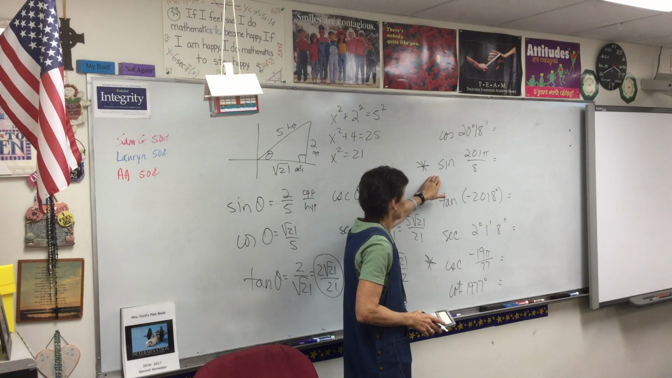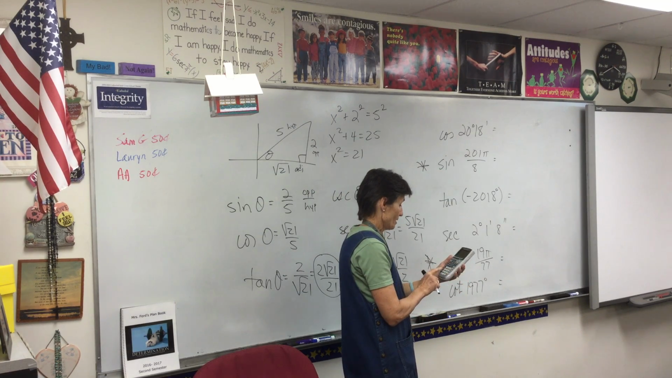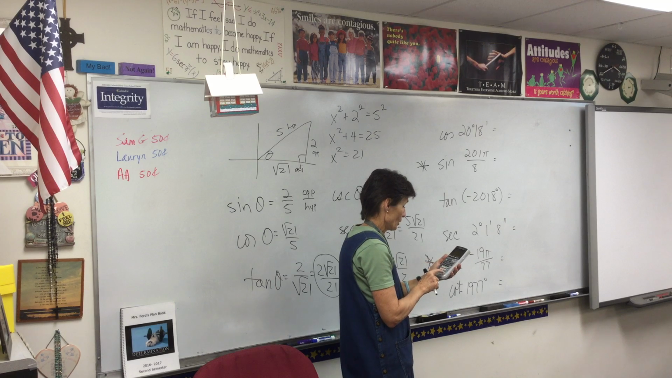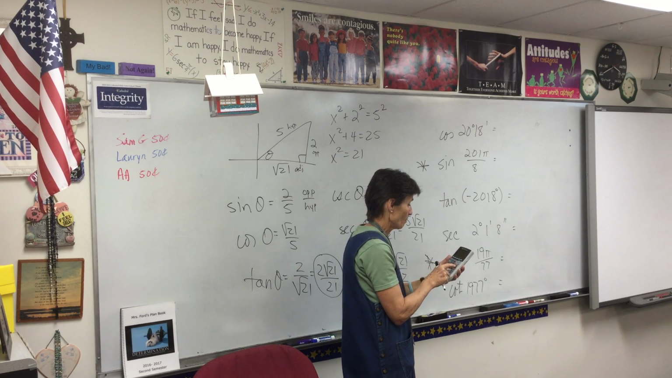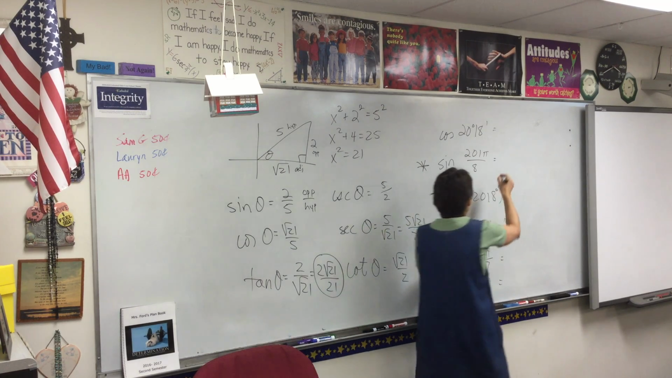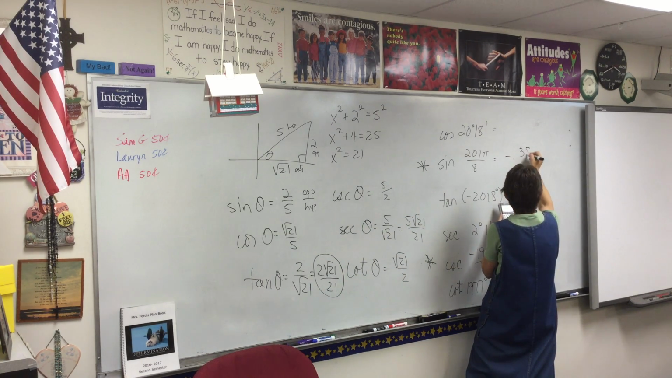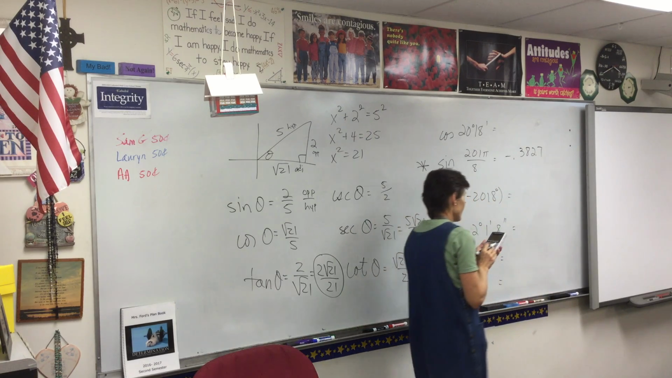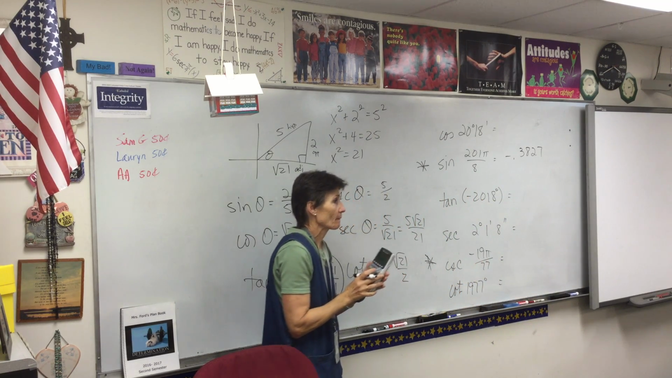All right, so here we go. Start with this one. We just practiced this. So we'll press sine 201 pi divided by 8. Negative 0.3827 is what I got. Anybody confirm that? Thank you, Mamuna.